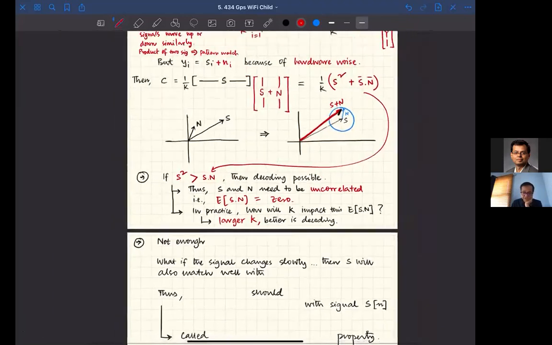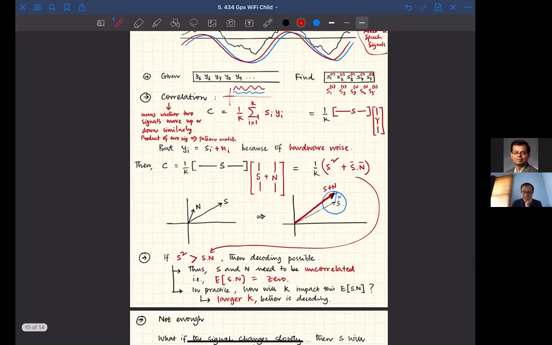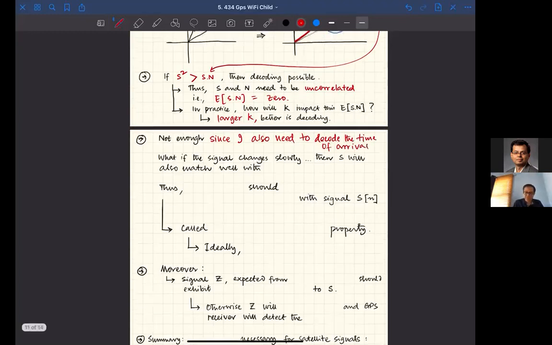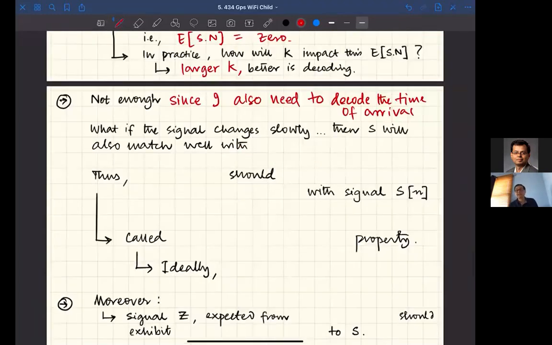Very good. So now we detect the presence of S in the GPS signal, but that is not enough, right? Since I also need to decode the time of arrival, right? This is something Alexa does not have to do. I mean, Amazon Echo doesn't have to do, right? But GPS signals have to do, right?